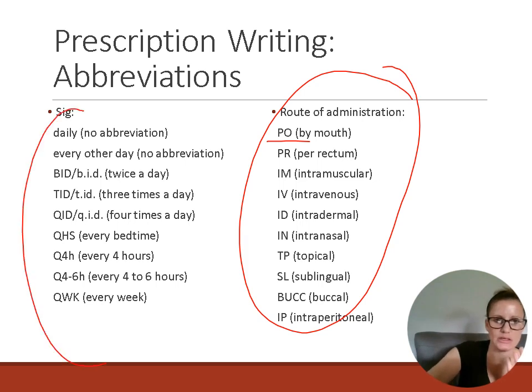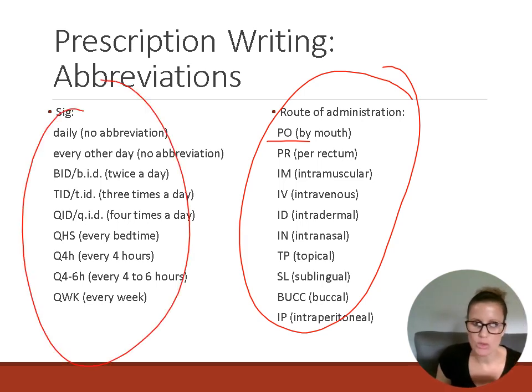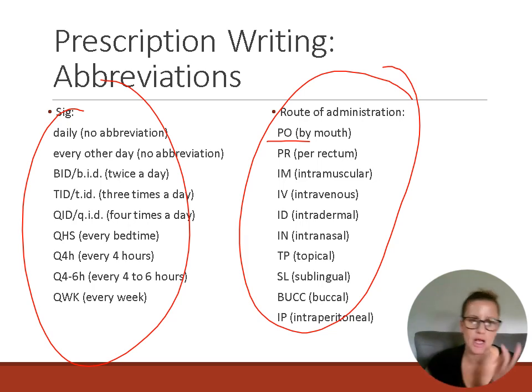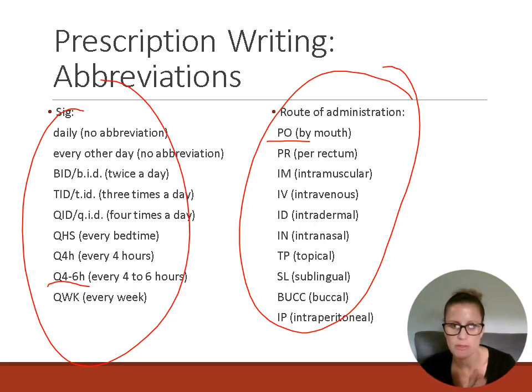Here are the other instructions. So daily, we just write out. Same thing with every other day, we just write it out. BID is like bi-daily, so twice a day. TID, tri-daily, 3 times a day. QID is like quad, so 4 times a day. QHS is at bedtime. You could do Q blank H for hours, so Q12H, Q8H, Q6H, Q3H, right? It's like every 3 hours, every 4 hours, every 6 hours. You can also make that a range, so every 4 to 6 hours, okay, every week.